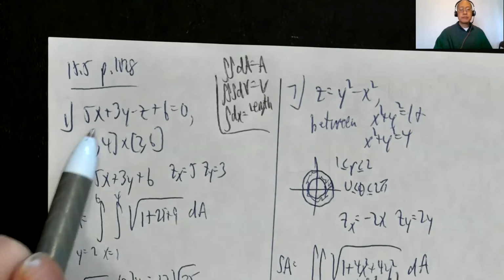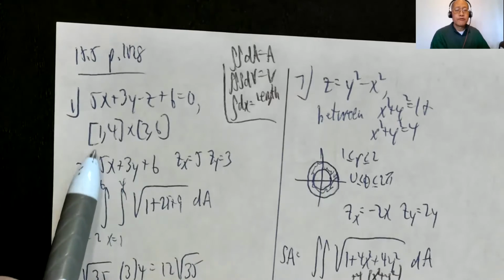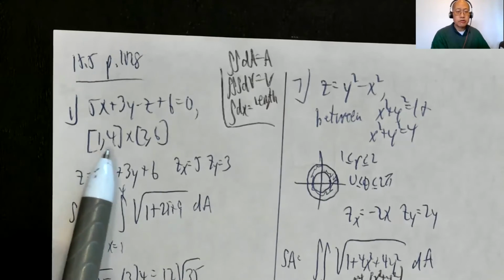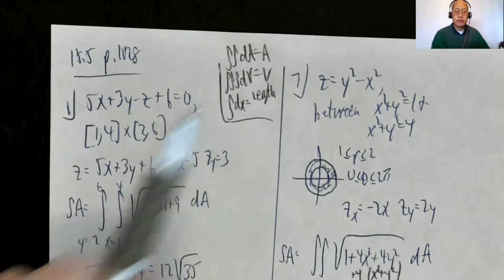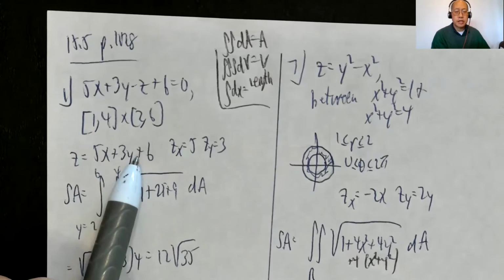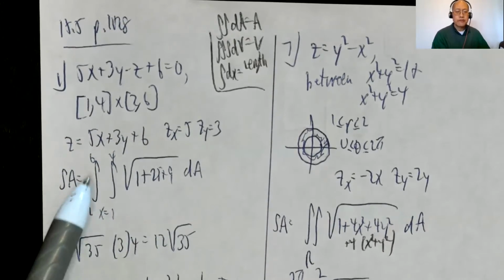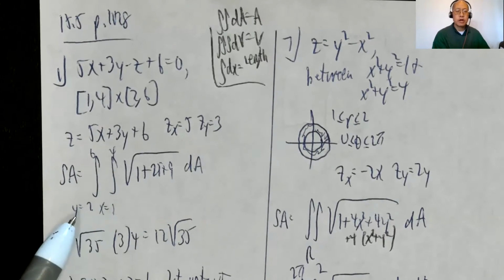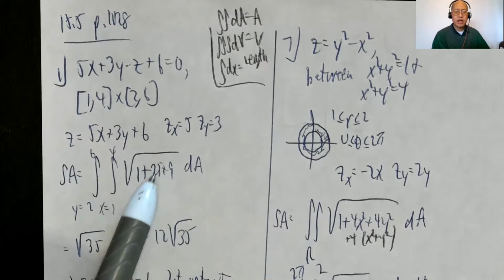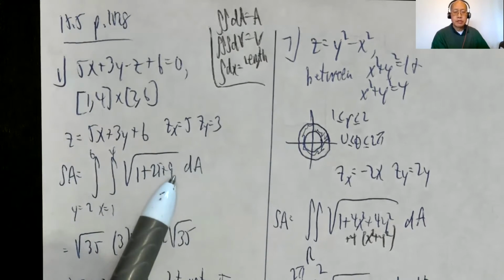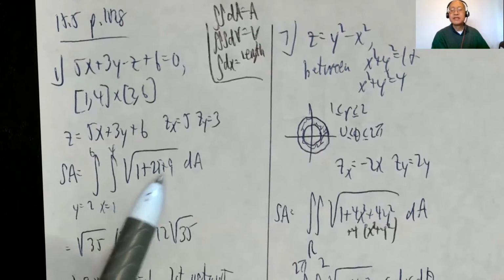All right, so this is a plane 5x plus 3y minus z plus 6 equals 0 from 1, 4 cross 2, 6. Of course, that means x goes from 1 to 4, y goes from 2 to 6. So first you have to solve for z. Put the z over, so z equals 5x plus 3y plus 6. So I need z sub x, 5, z sub y, 3. So the surface area is a double integral as x goes from 1 to 4, y goes from 2 to 6 of the square root of 1 plus z sub x squared, 5 squared, 25, plus z sub y squared, 3 squared is 9. This is a constant, so that's going to be radical 35 dA.